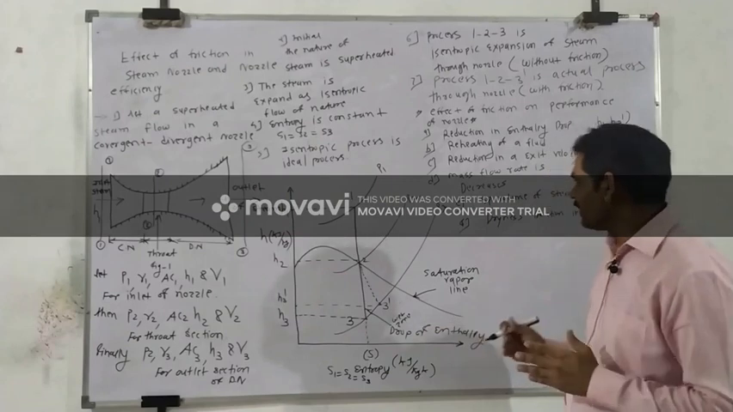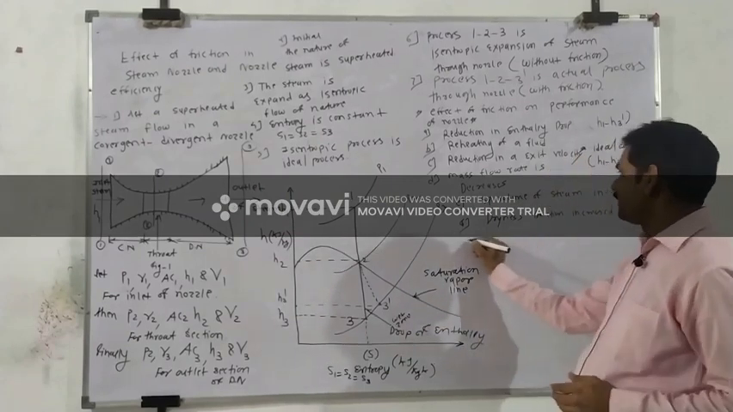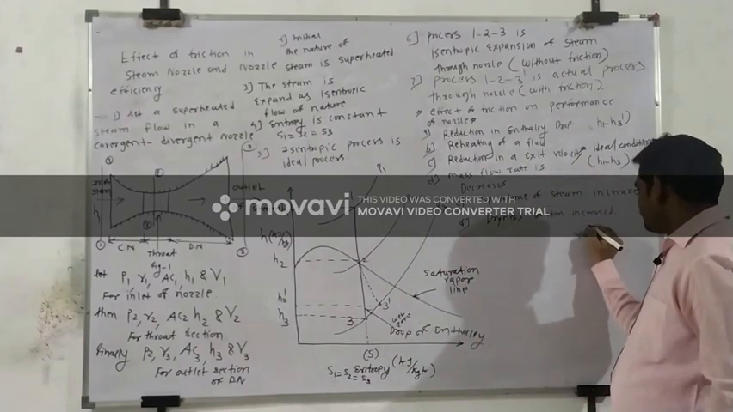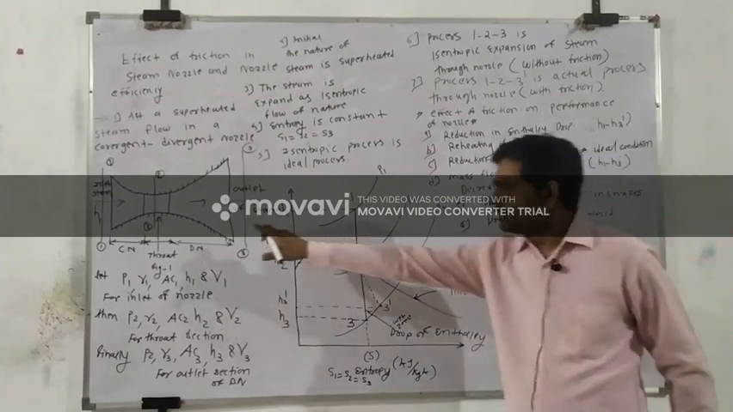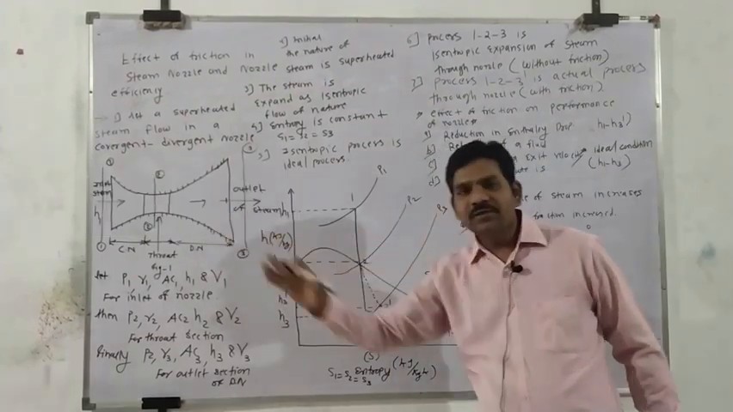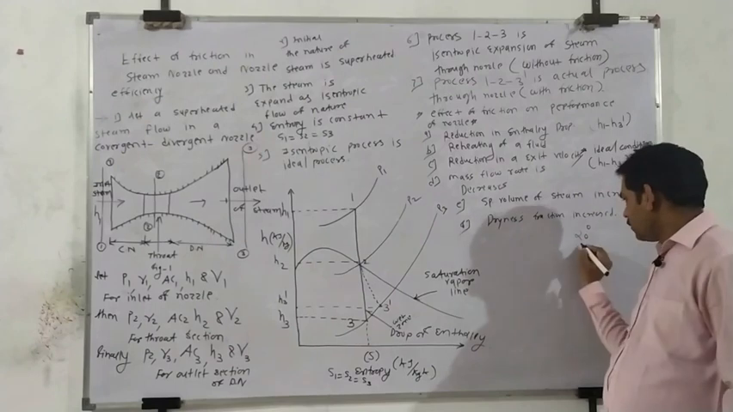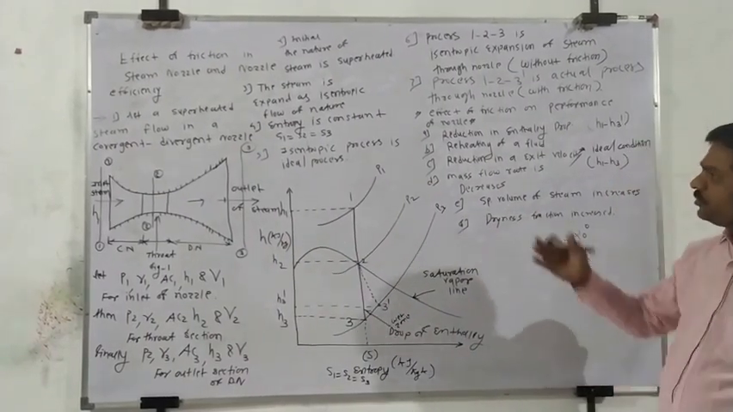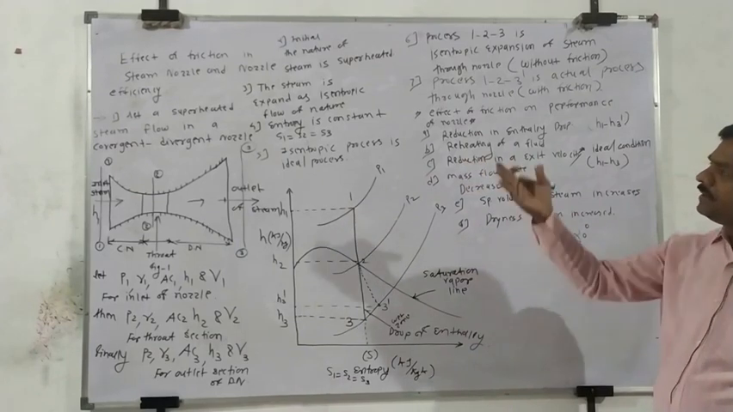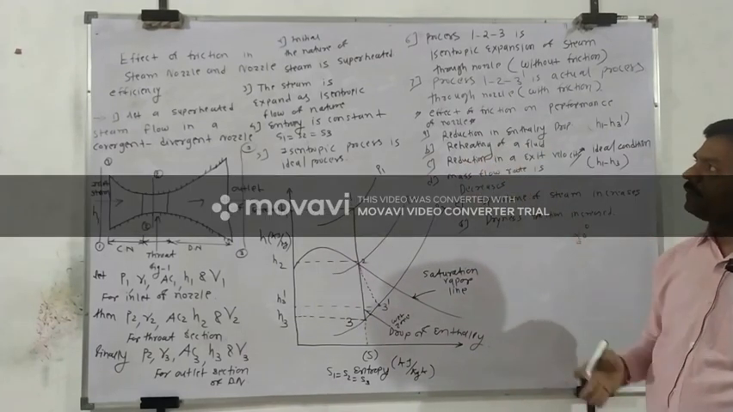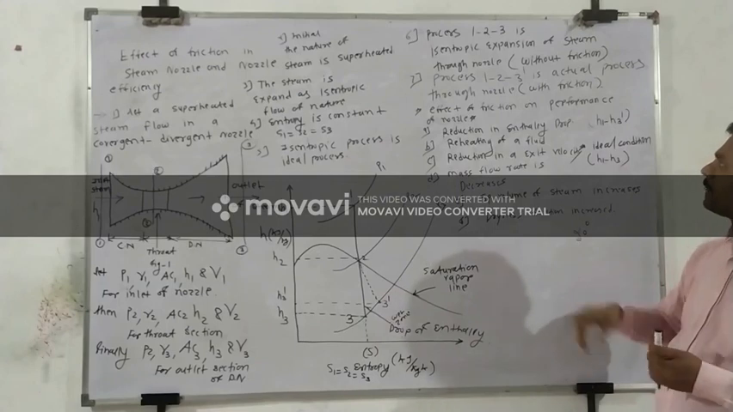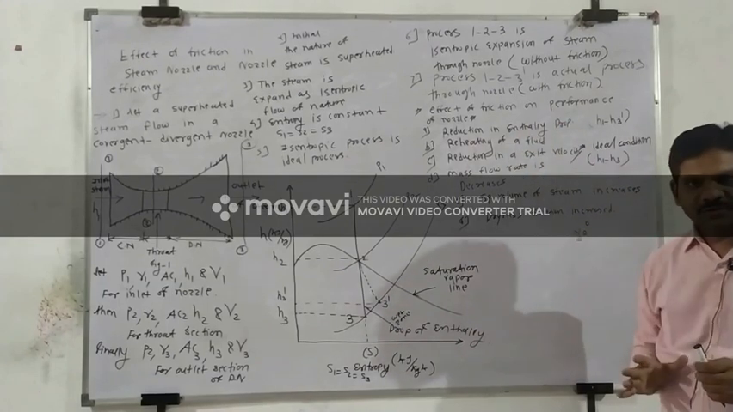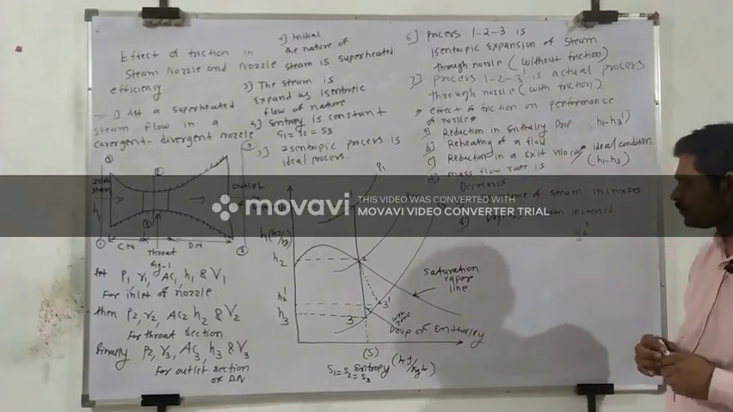So what is the standard angle? We have to maintain the standard angle. How much? 20 degrees between the divergent section and the throat section of the nozzle. How much angle? 20 degrees. So these are the simple concepts of the effect of friction in a steam nozzle on performance. Yes or no? Yes. Okay.